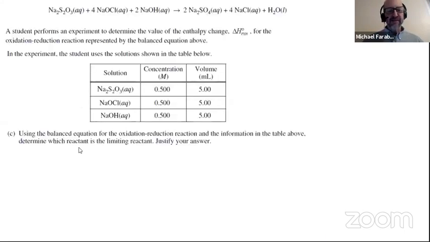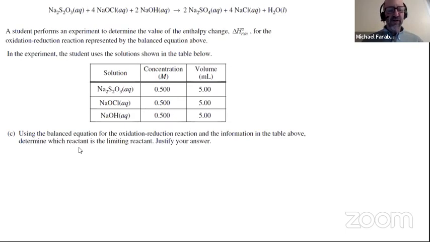All right, we are given a balanced chemical equation. At the top, you can see we have Na2S2O3 reacting with NaOCl and also reacting with NaOH, and the coefficients from left to right are 1, 4, and 2. A student performs an experiment to determine the value of the enthalpy change for the oxidation-reduction reaction represented by the balanced equation above. In the experiment, the student uses the solutions shown in the table below. And as you can see, we have 5.00 milliliters of a 0.500 molar solution for all 3 reactants.